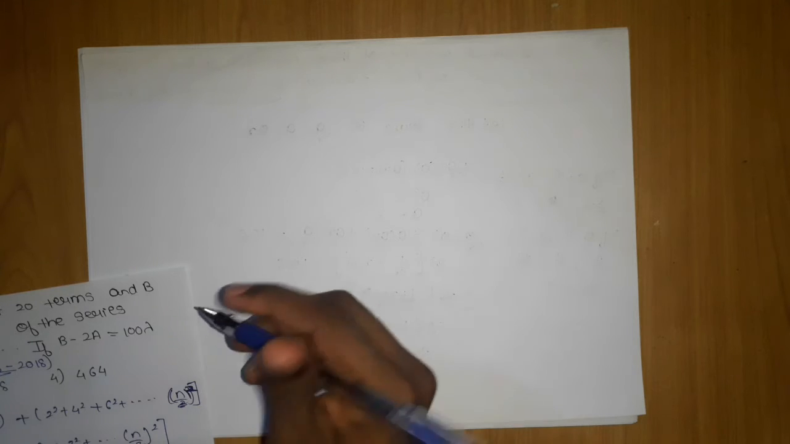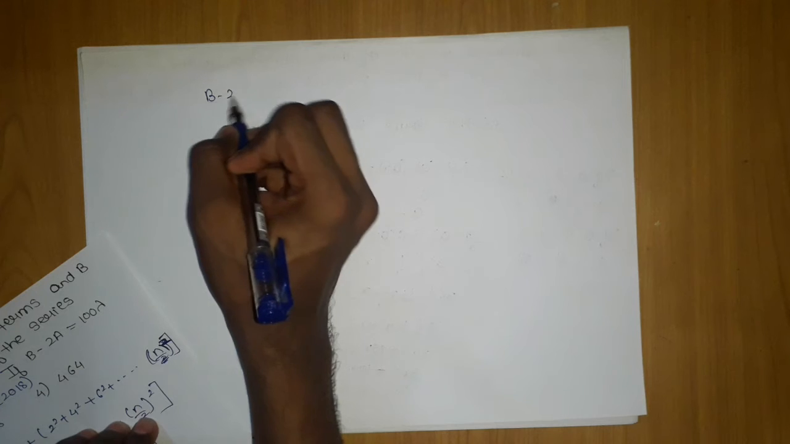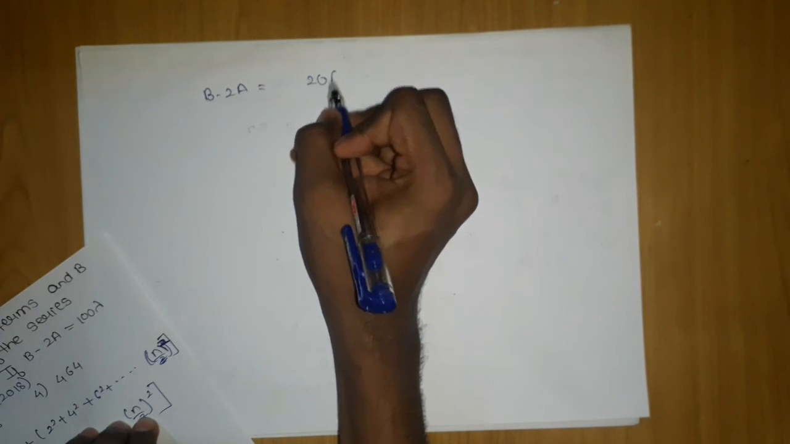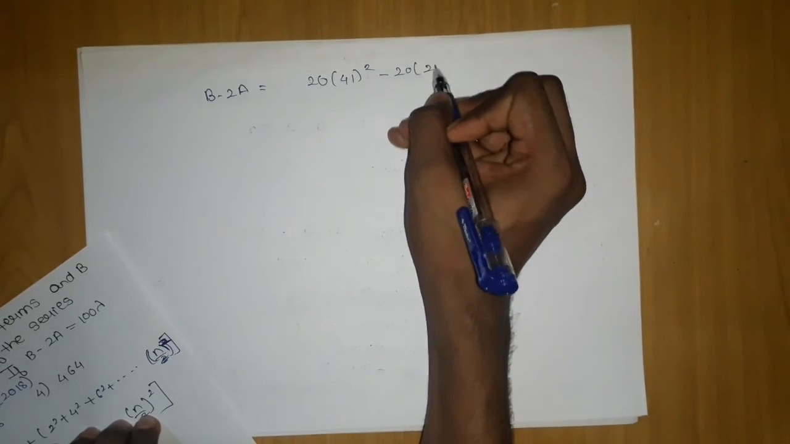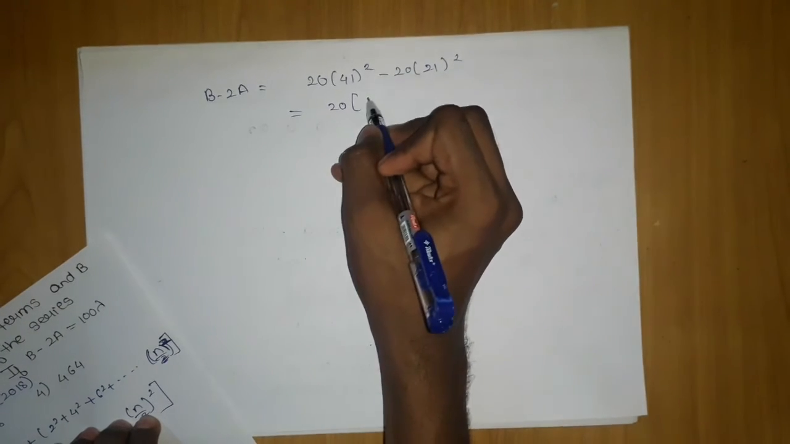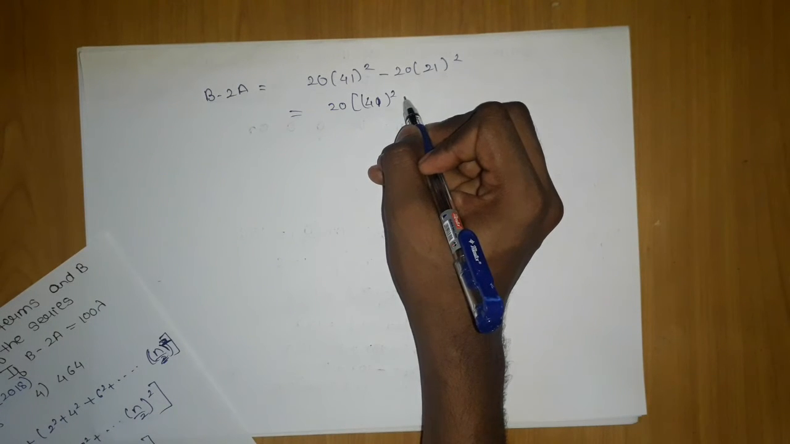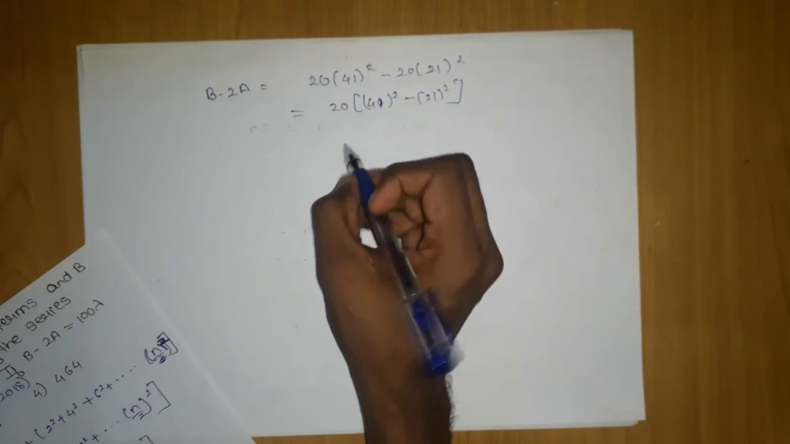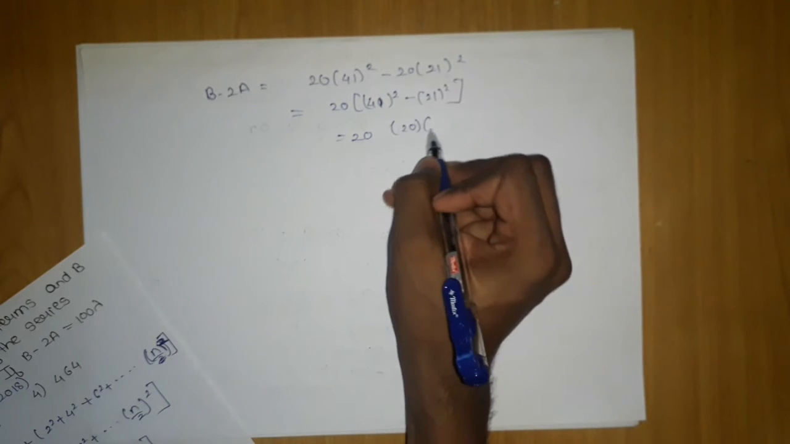What I am left with here is B minus 2A. So instead of B, they have told B sum of 40 terms. This will be the B value and this will be the A value. If I solve this, I am left with 20 into 41 square into 21 minus 21 square, giving me finally 20. I will apply A square minus B square, which will give me 20 into 62.